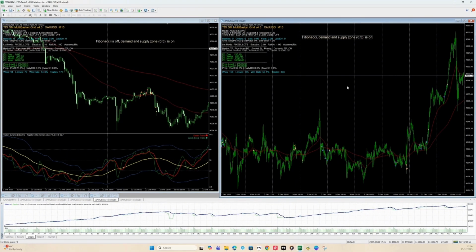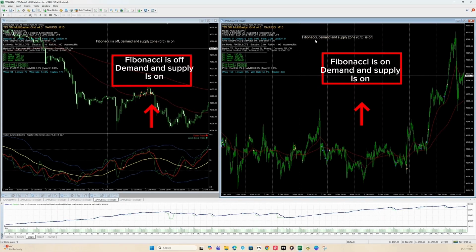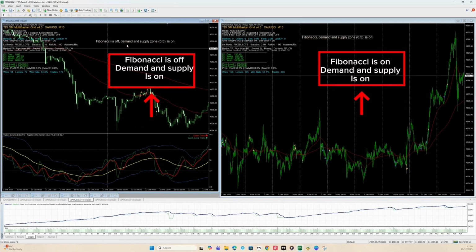Okay, both actually use the same settings, and the only difference in these two scenarios is that in this example I decided to turn on both Fibonacci and demand and supply zone, and in this example, Fibonacci is off and demand and supply zone is on, both at 0.5. Okay, I will also explain what the 0.5 stands for.